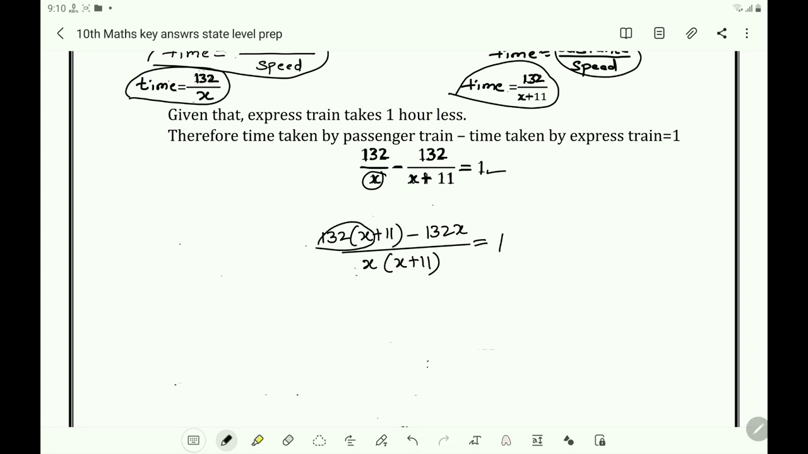Now, find the product of these two. 132 into x is 132x. 132x plus 132 into 11. 11 2s are 22, 2 carrying. 11 3s are 33 plus 2, 35. And 11 1s are 11 plus 3, 14. So, you got 1452 minus 132x.